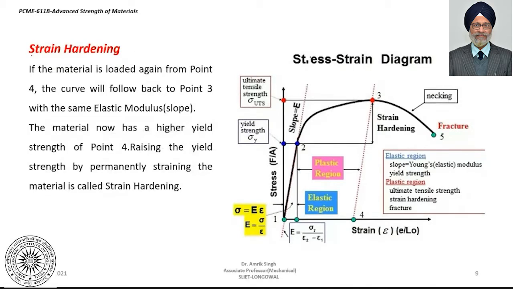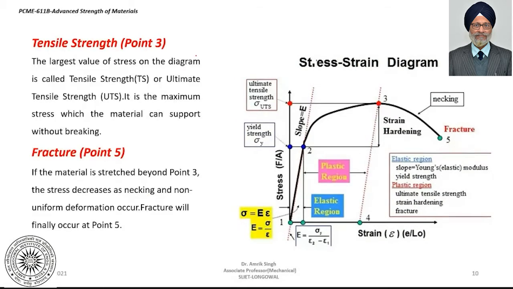Now, what is strain hardening? If a material is loaded again from point 4, the curve will follow back to point 3 with the same elastic modulus. The material now has a higher yield point, point 4. Raising the yield point strength permanently is known as strain hardening. So strain hardening is a very important phenomenon which is to be understood.